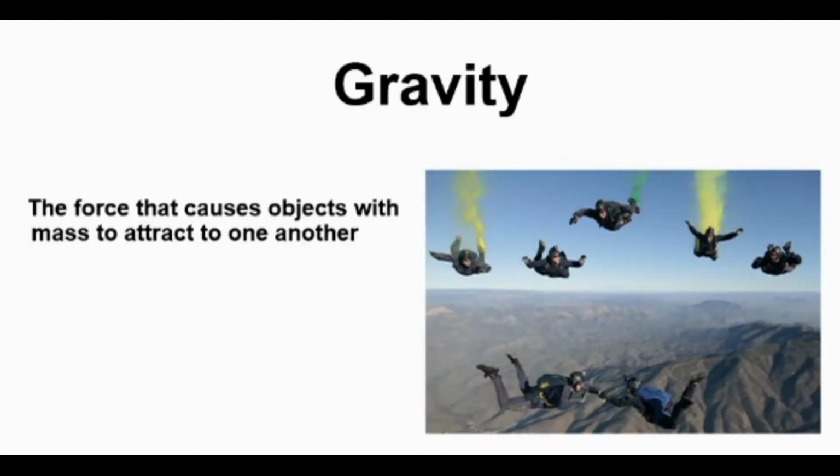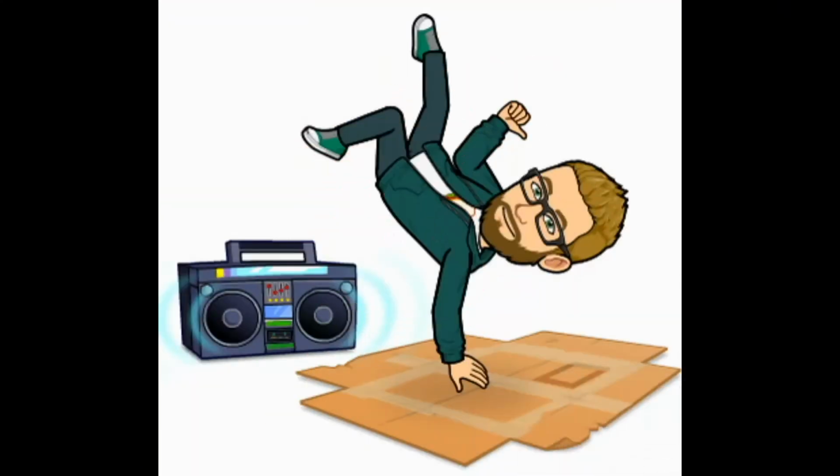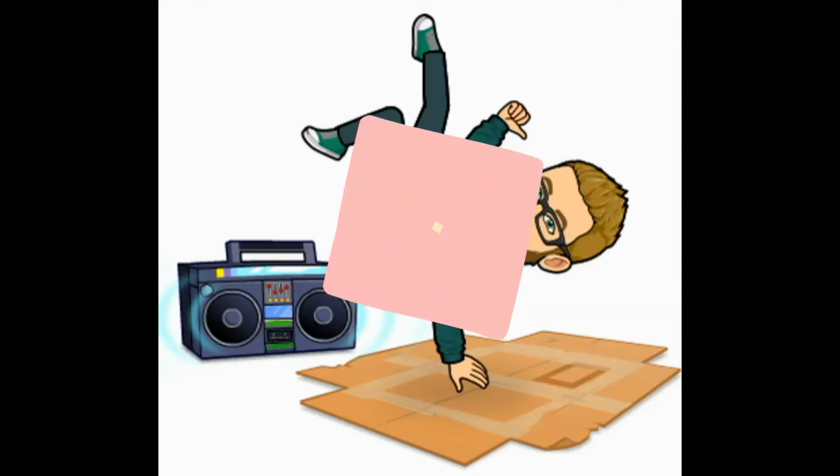Gravity is the force that causes objects with mass to attract to one another. It's also the force that pulls us towards the center of the Earth, and that is responsible for our weight, which is not the same as mass. Now let's take a look at our anchor chart and see if we can notice some of the differences between mass and weight.